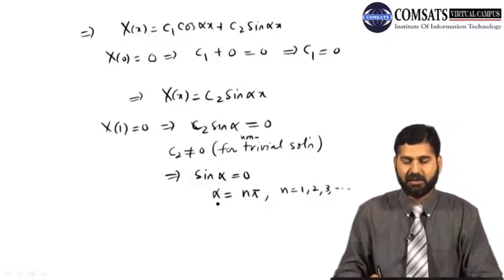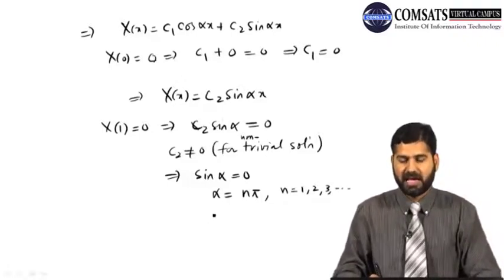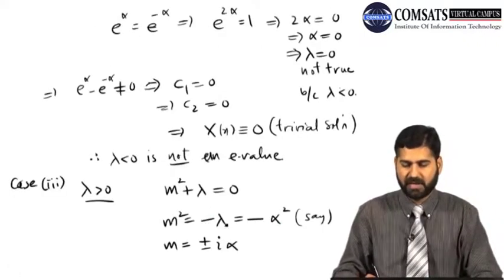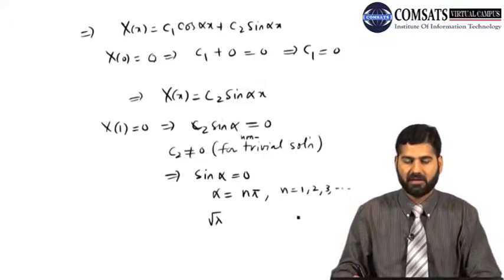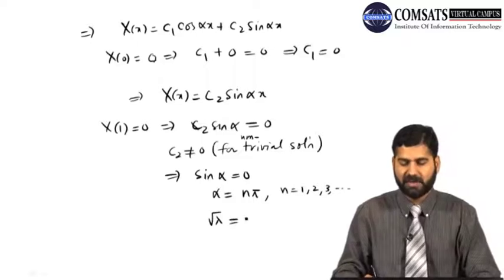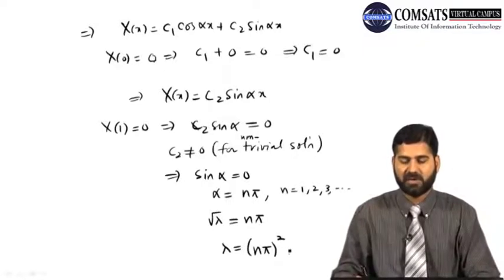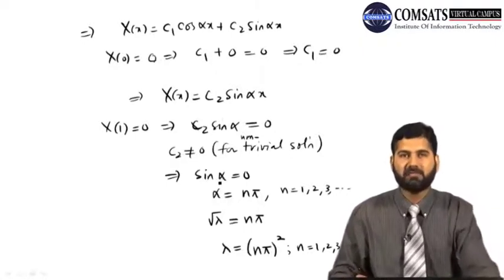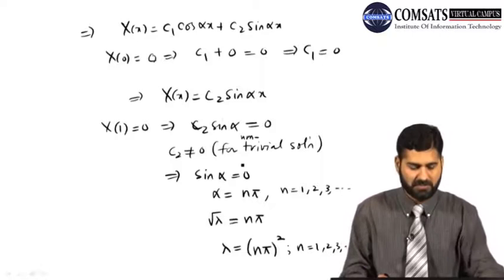Alright, so what is alpha? Alpha was the square root of lambda, right? Here, alpha is the square root of lambda, because lambda is alpha square. So the square root of lambda is n pi. So lambda, the eigenvalues I got for non-trivial solutions, are n square pi square, where n goes from 1 to 3 and so on. I did not take the negative because sine of negative n pi is also 0, but here lambda was positive.